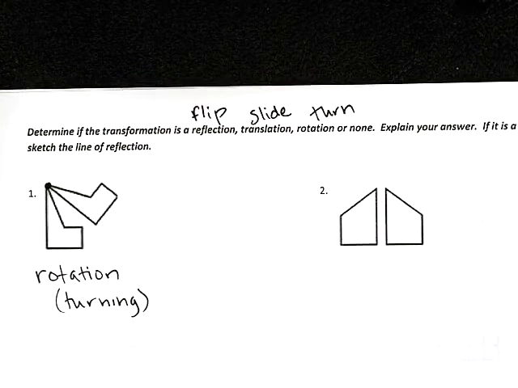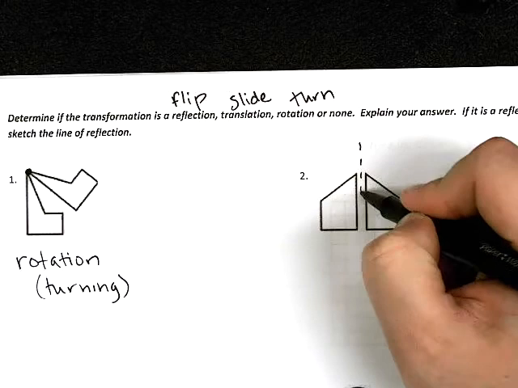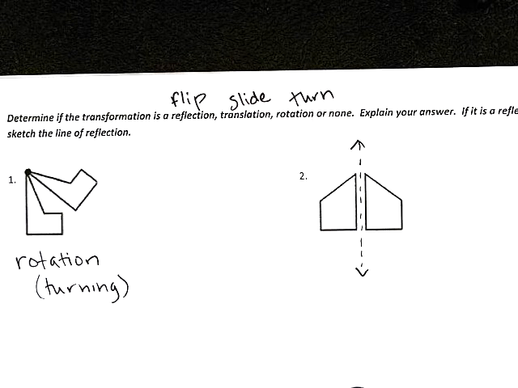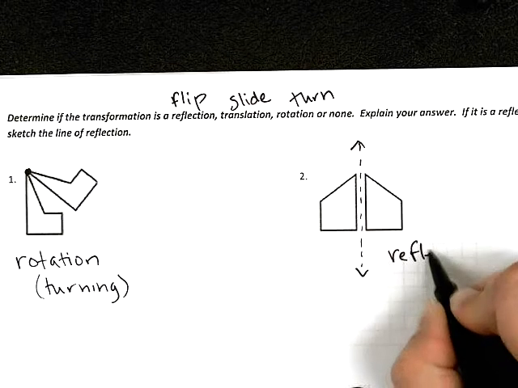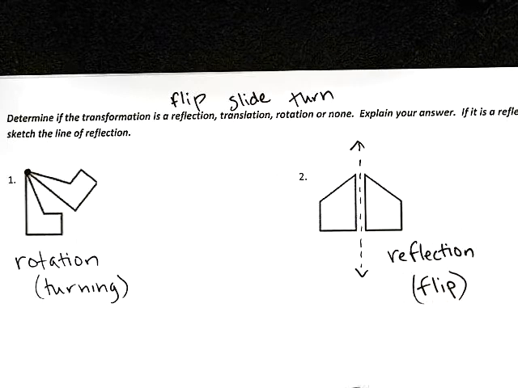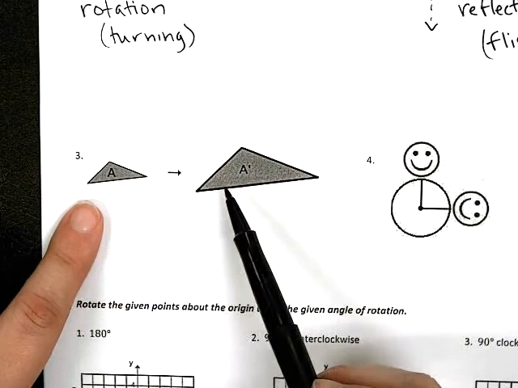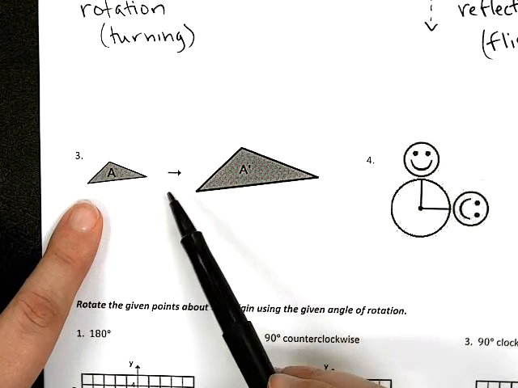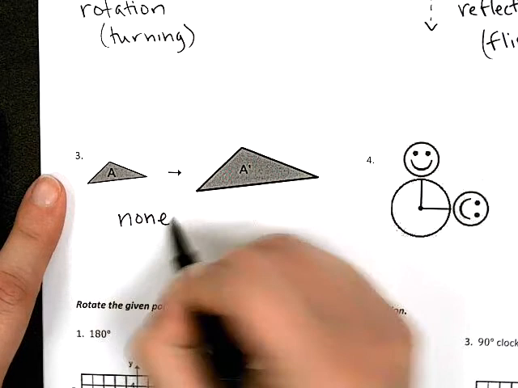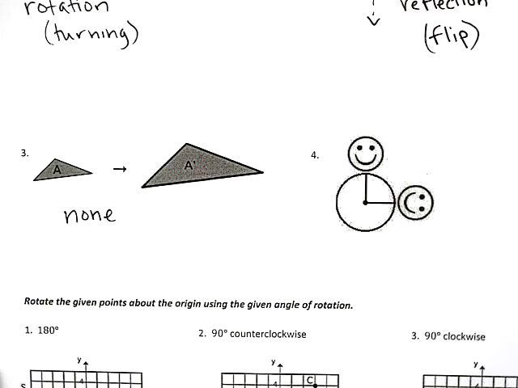Okay. For number 2, hopefully you guys are pros at this by now, but that one right there is going to be a reflection. You can draw in your line of reflection. That one is flipped. Okay. Looking at number 3, well, we start with a triangle and end with a triangle, but the problem is those are clearly different sizes, right? Which means this is none of the ones that we've talked about so far, because we haven't talked about anything changing size yet.